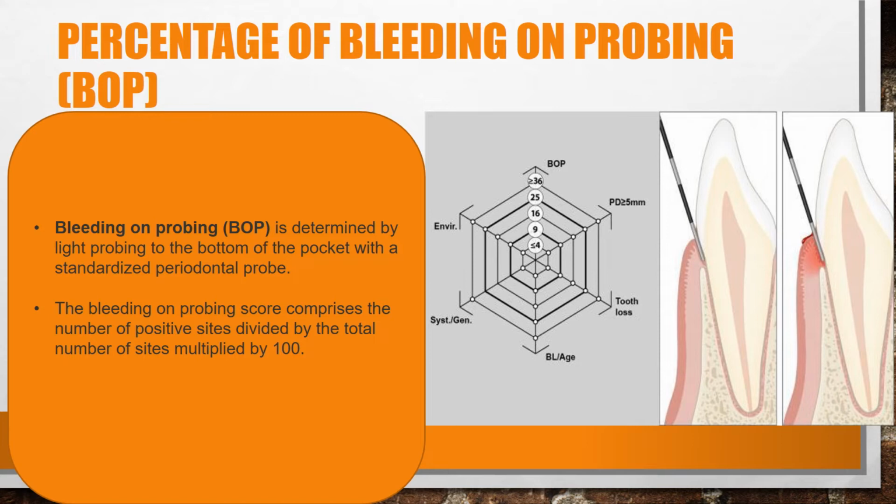As you can see in the functional diagram, it has been given in squares, that is 4, 9, 16, 25 and 36. Up to 9 it is the low risk category, up to 25 it is the moderate risk category, and greater than that is the higher risk category.